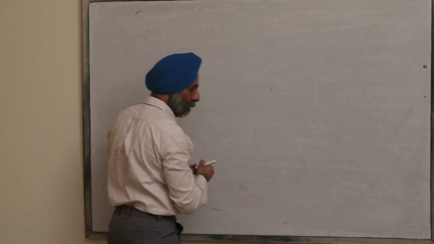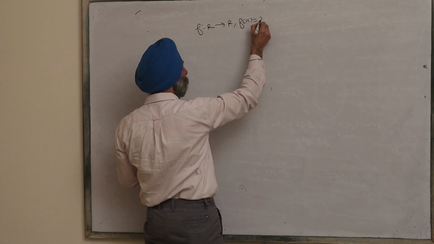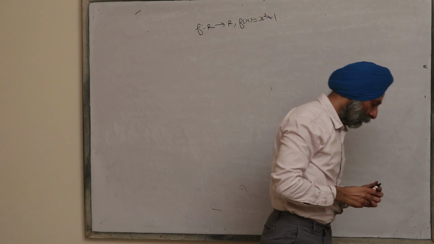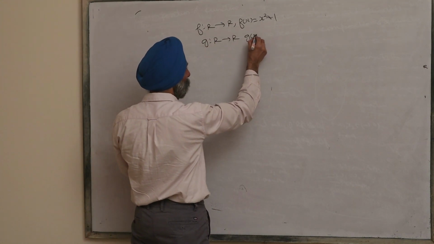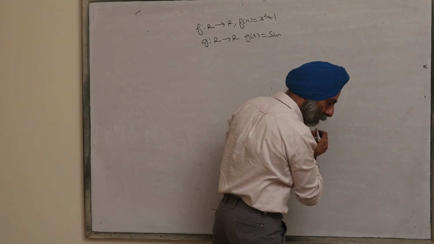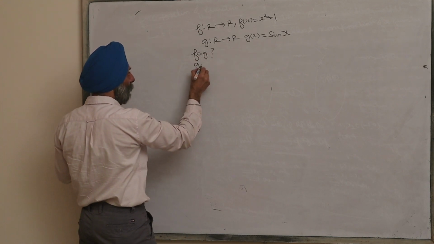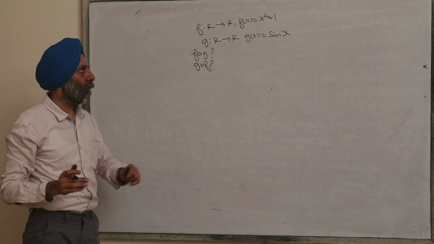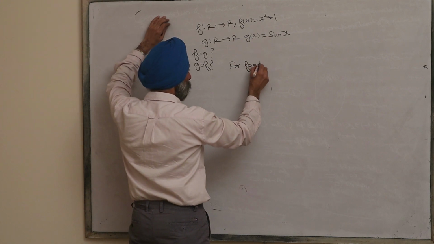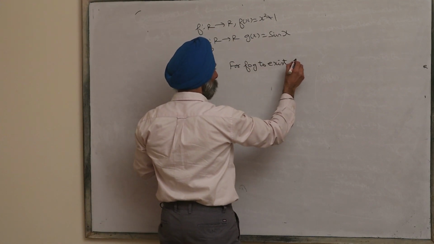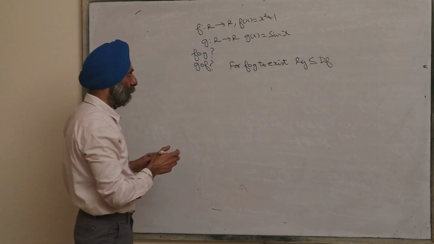Now, for example, f is a function defined from R to R given by f(x) = x² + 1, and g is a function defined from R to R given by g(x) = sin x. So we have to see whether f(g(x)) and g(f(x)) exist or not. Now, for f(g(x)) to exist, the range of g must be a subset of the domain of f.